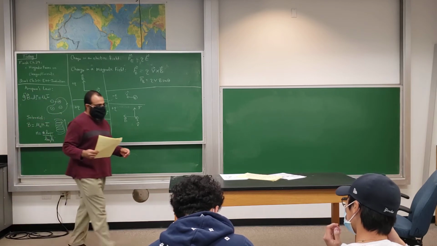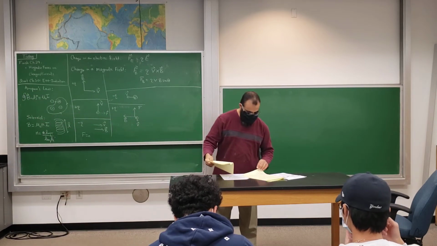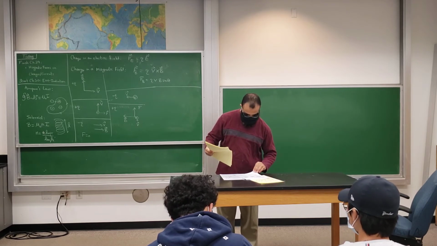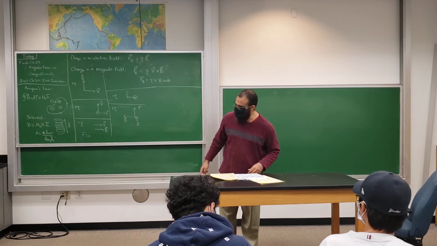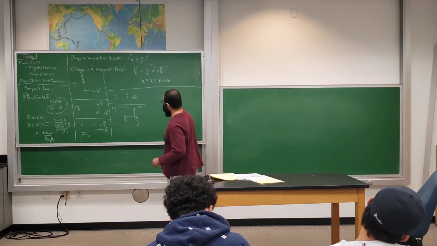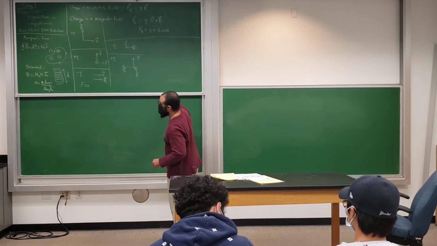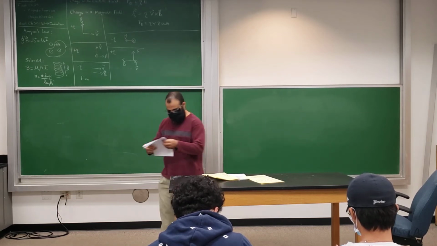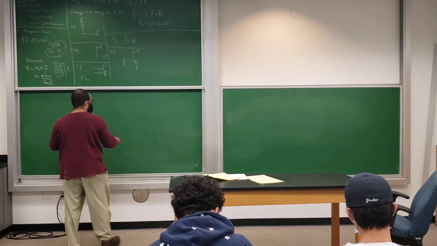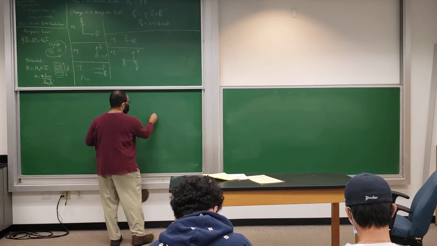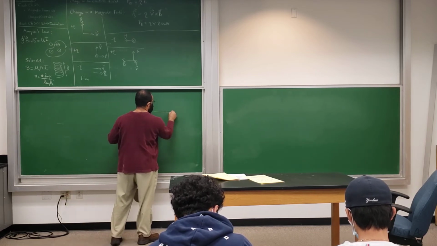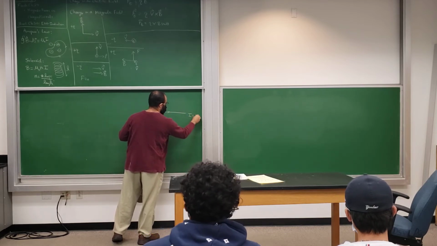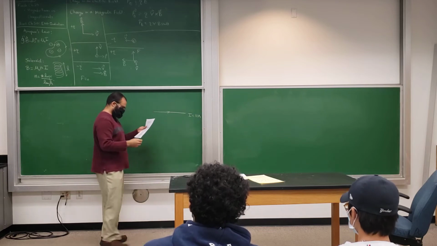Okay, I have an example. Let's say we have a current carrying wire. So here is a wire and it carries current. So the wire is going like this. This is the current, and it's 10 amperes.